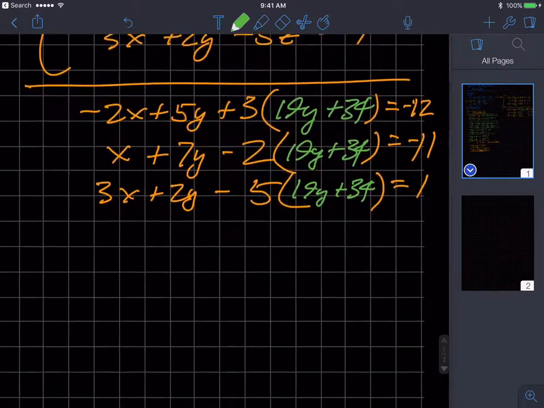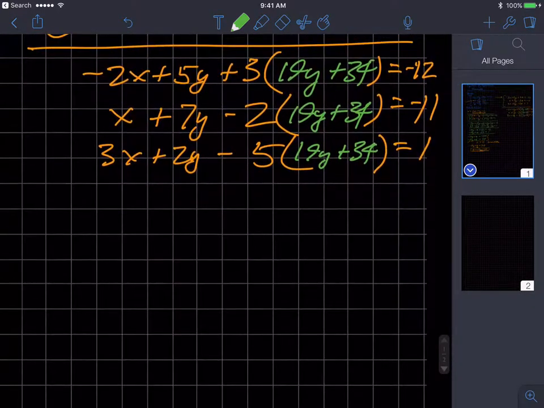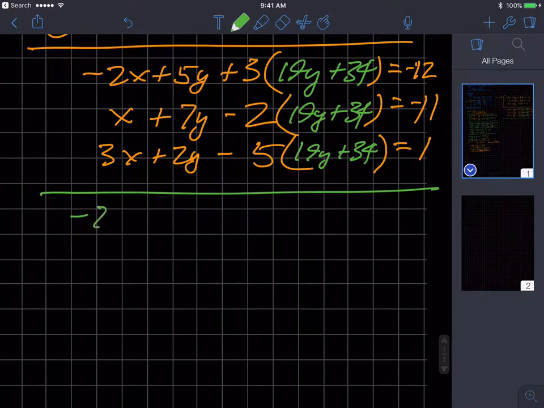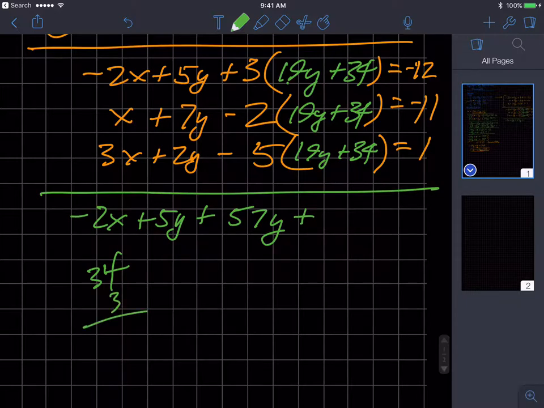So let's do this. We're going to do some distribution here. So negative 2x, that doesn't change, plus 5y, that doesn't change, plus 3 times 19. And I don't have a calculator on me. So that's 3 times 20, which is 60 minus 3 is 57. 57y plus 34 times 3, not going to be so pretty. 102 equals negative 12.